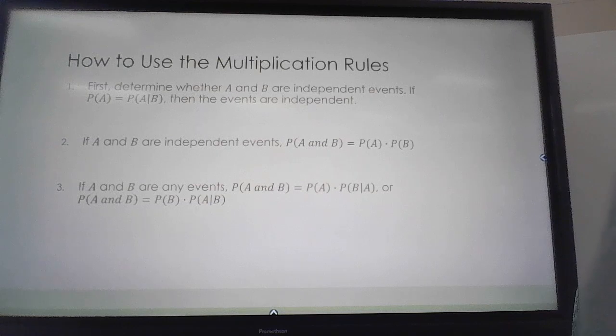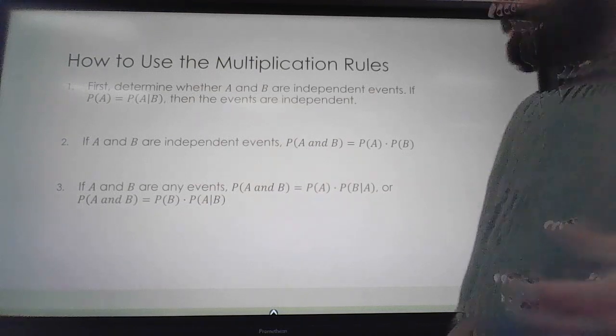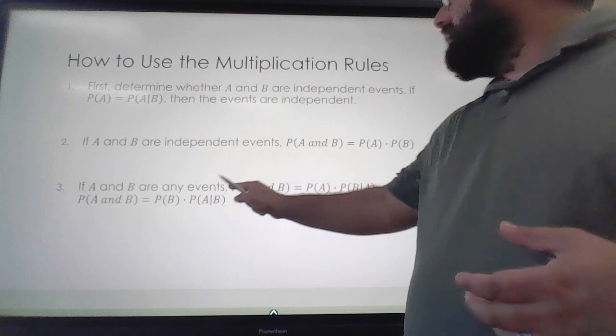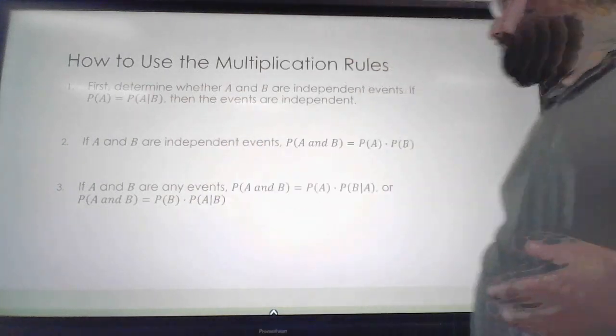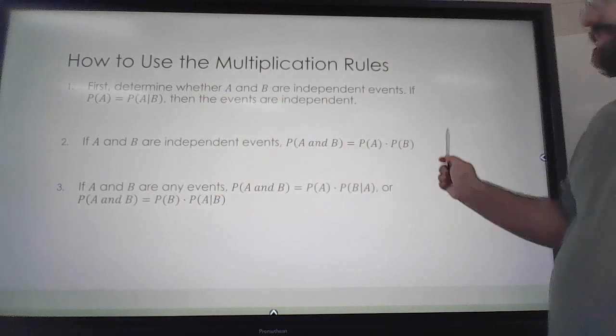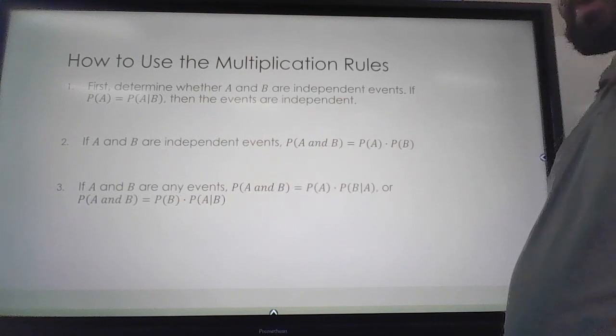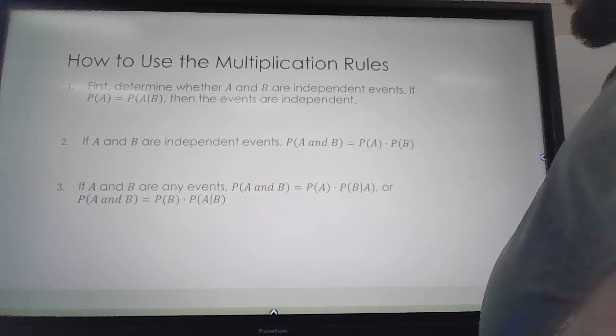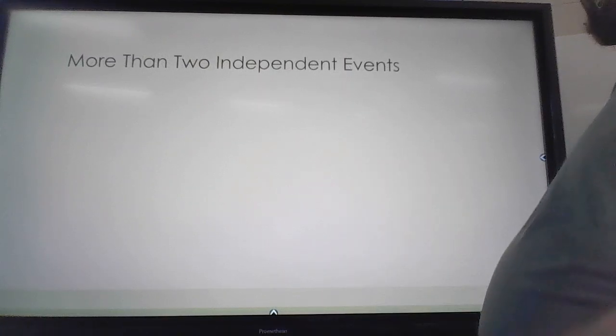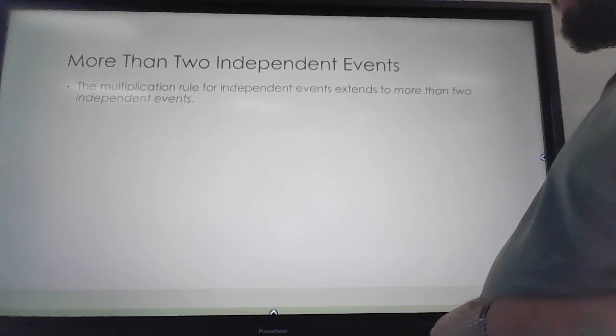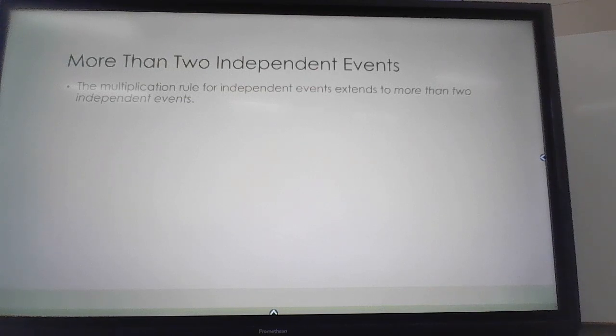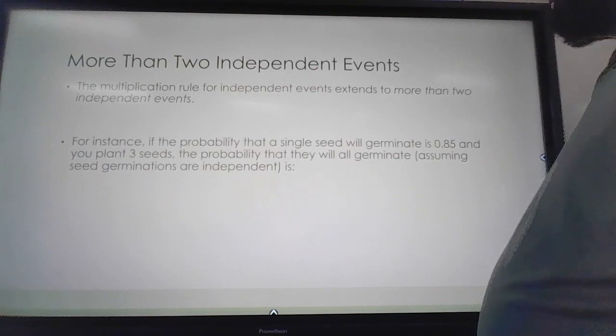But again, this right here is equivalent to this if they're independent, which is why the more specific multiplication rule is sometimes a little bit more useful, especially if events are independent. Now, can the multiplication rule work for more than 2 independent events? Of course it can, right?